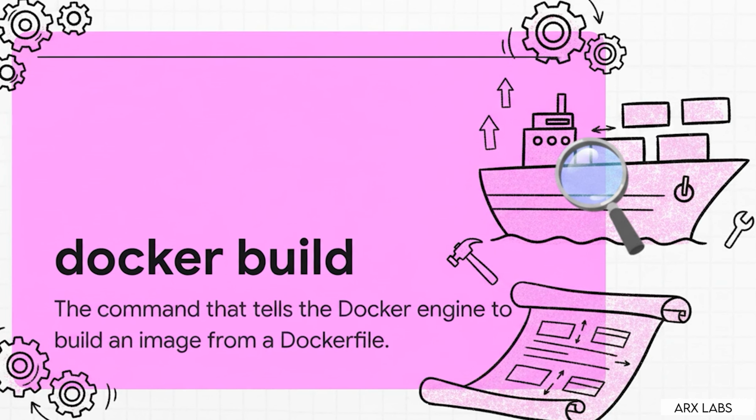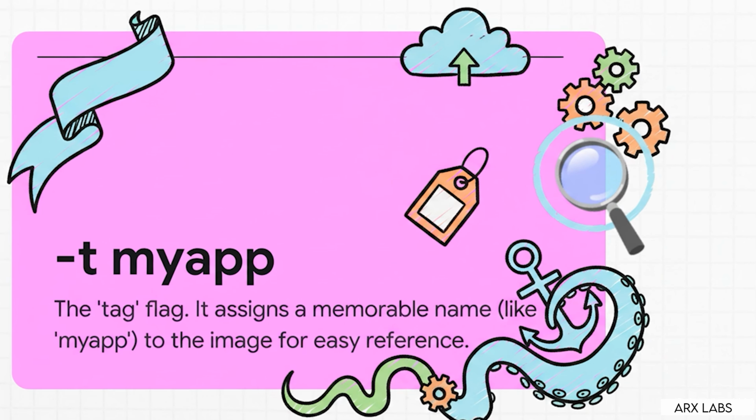First up, docker build. This is the action, the verb. It's us saying, hey Docker, wake up. I've got a recipe here and I need you to build something for me. Pretty straightforward, right? Now, this next part, -t my-app, is super important. The t stands for tag, which is just a fancy word for giving our creation a name. If you skip this, Docker will just spit out a long random string of numbers and letters that you'll never remember. By tagging it my-app, we can easily find and use it later. Trust me, always tag your images.